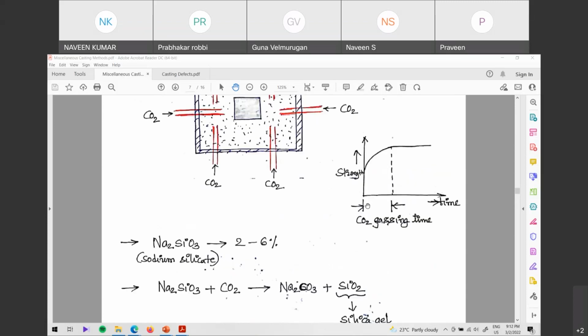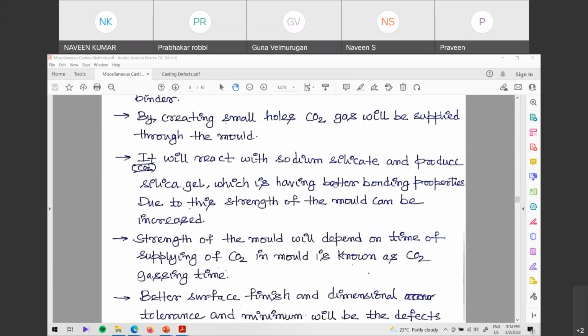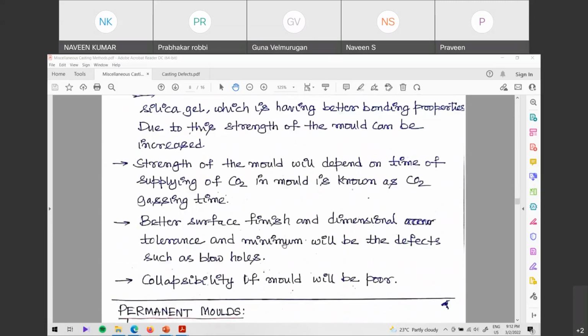And if you see the figure here, as the time is increasing, the strength of the molding sand is increasing. And after some time, even though you are gassing for a longer time, after reaching the threshold value of strength, it is saturated and it is a straight line here. So this is your gassing time. This much time you have to pass the gas. The strength of the mold is increased. Now again the same thing, pour it, and then you wait for some time. It will solidify and you remove it.